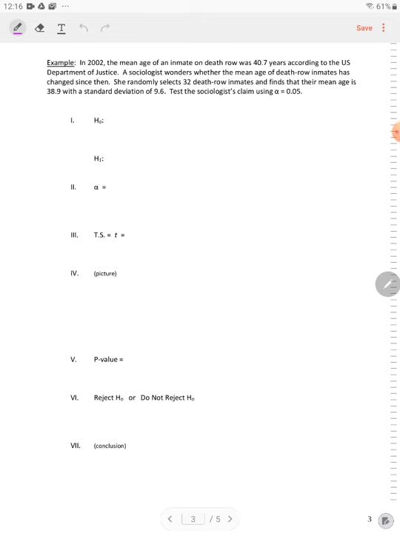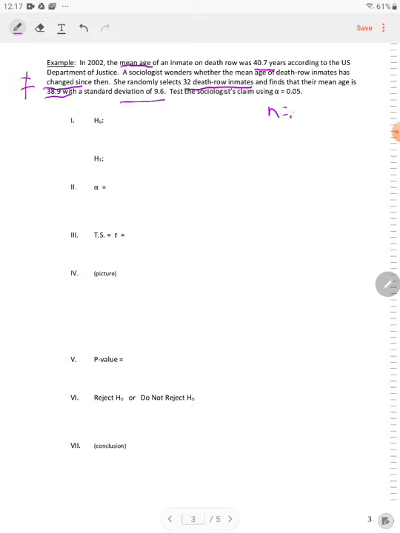Number 2. In 2002, the mean age of an inmate on death row was 40.7 years, according to the U.S. Department of Justice. A sociologist wonders whether the mean age of death row inmates has changed. Now, has changed is different. So when you say has changed, that means not equal to. As she randomly selects 32 death row inmates and finds that their mean age is 38.9 with a standard deviation of 9.6. Sociologists claim using alpha equal to 0.05.